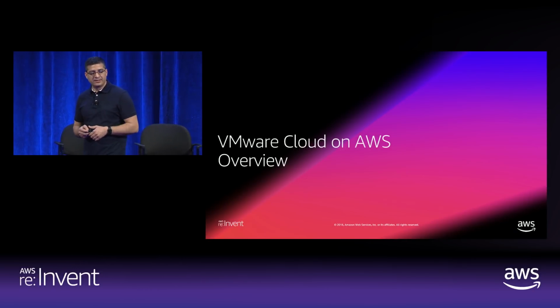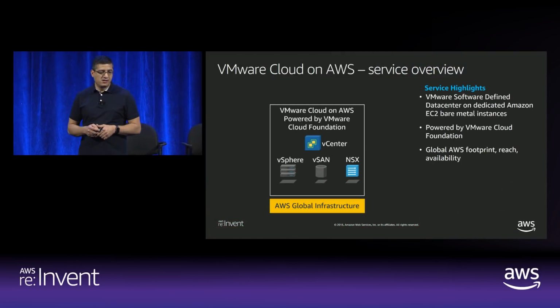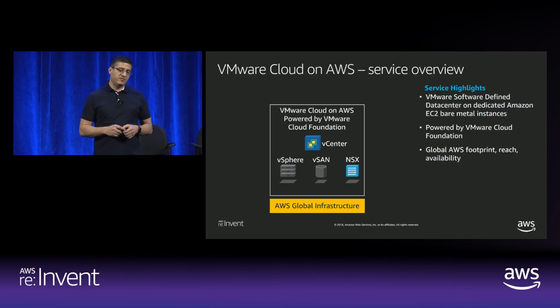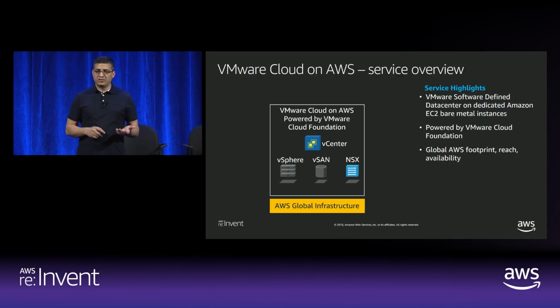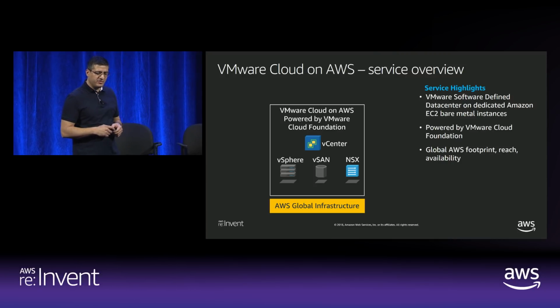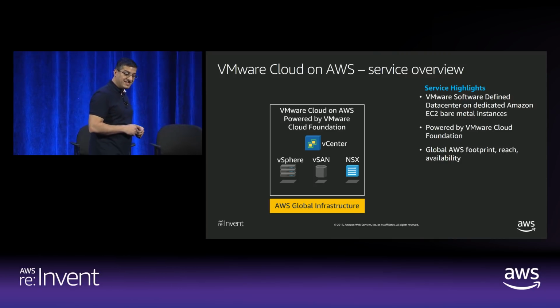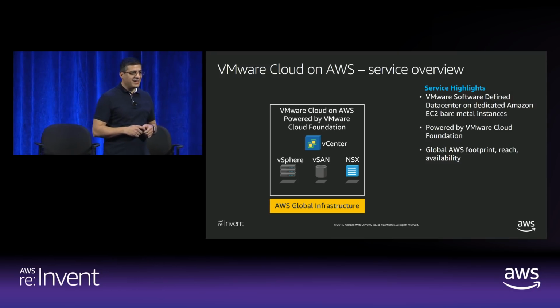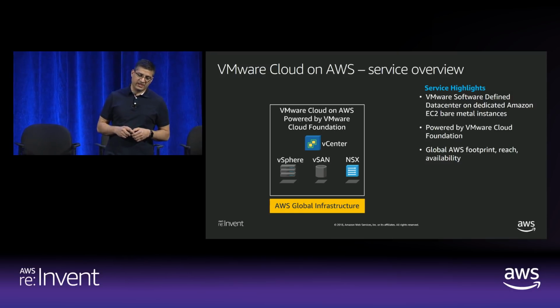Okay, so let's get into it. The VMware Cloud on AWS offering is about enabling you to launch VMware clusters on AWS dedicated EC2 bare metal instances. These VMware clusters are powered by the VMware Cloud Foundation framework, which comprises 3 primary blocks: vSphere for compute, vSAN for storage, and NSX for networking and security.